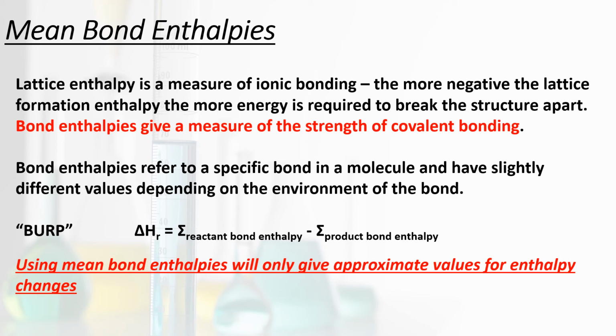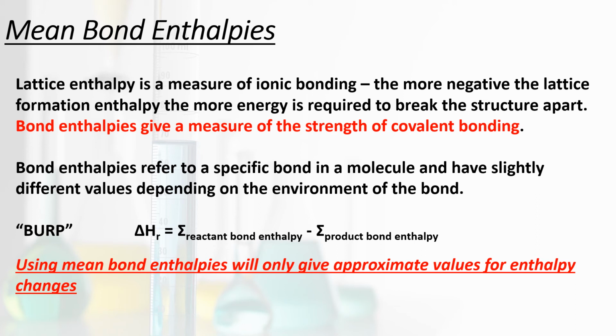And I won't go into too much detail about it, but we remember that if we're calculating enthalpy changes using mean bond enthalpies, the mnemonic we can remember is BERP. So if we're given bond enthalpy data, we do reactants minus products. So the sum of the reactant bond enthalpies minus the sum of the product bond enthalpies. And the key thing that we've said before is that if we use mean bond enthalpies, again, we only get an approximate value for an enthalpy change.